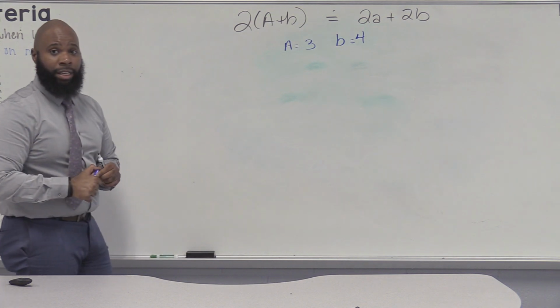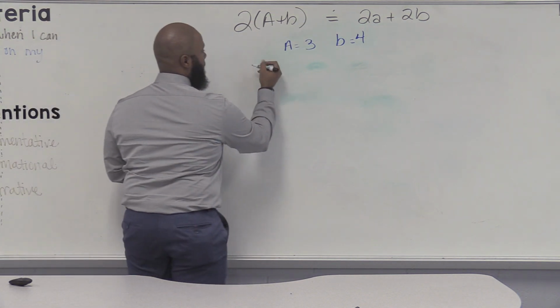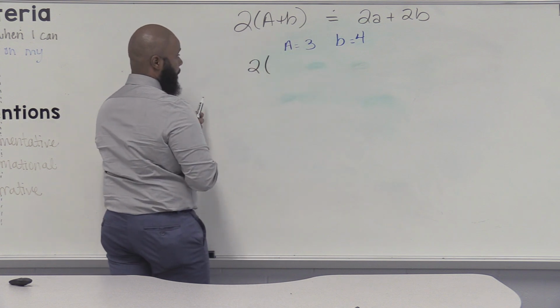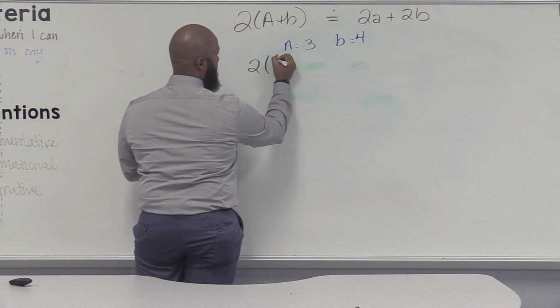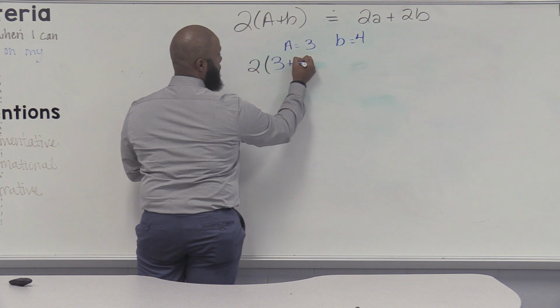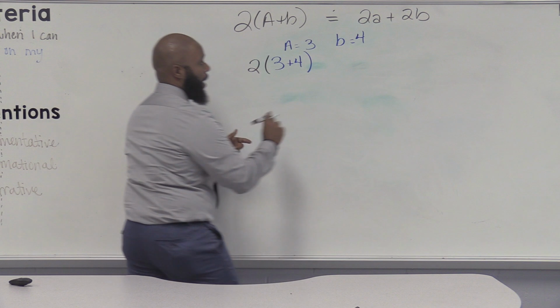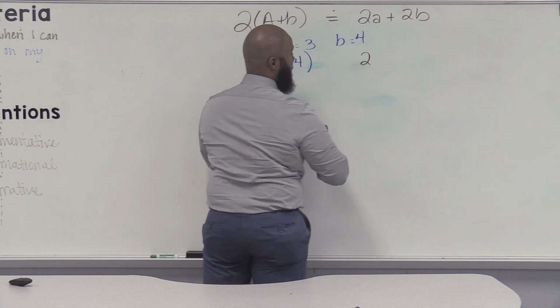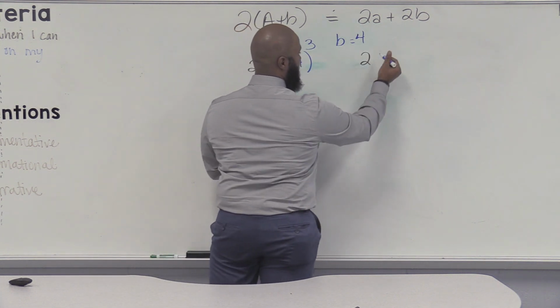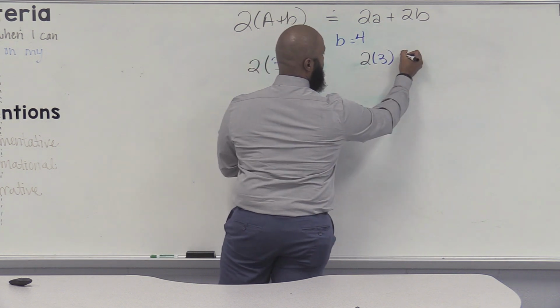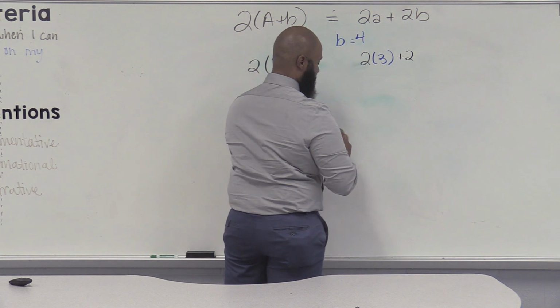So now I'm going to plug in. So I know that I have 2 times, I'm going to replace A with 3 and B with 4. Same thing here, I have 2, replace A with 3, plus 2, replace B with 4.